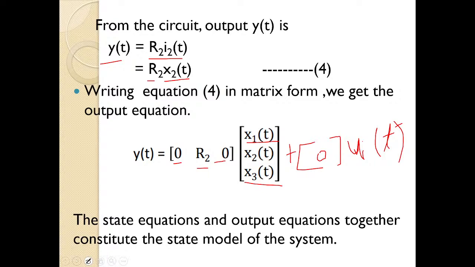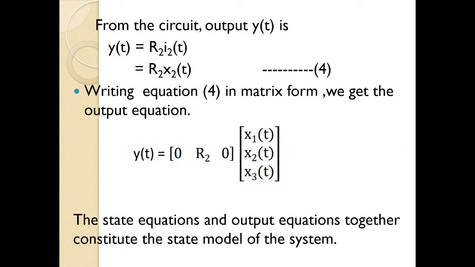So it's very simple. This is our output, and these are the coefficients of the state variables. So these are the state equations and output equations. Together they constitute the state model of the system. So for the given electrical circuit, we have got the state model of the system.